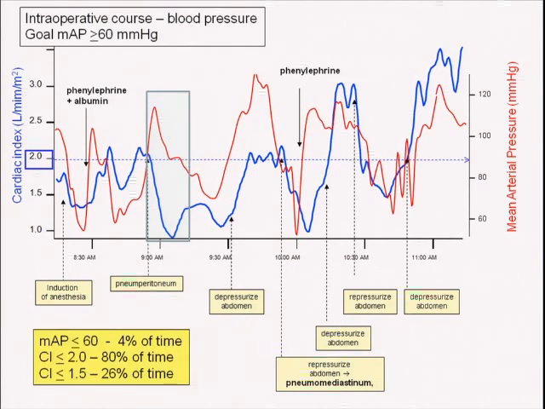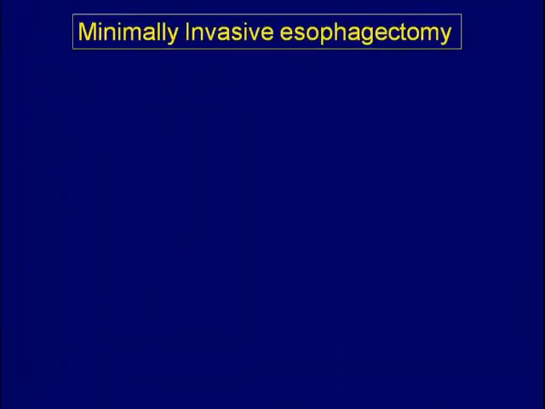And what we eventually found when we look at the data in this man is that although his mean pressure was less than 60 for 4% of the time, 80% of the time during this procedure, his cardiac index was less than 2, and 26% of the time it was less than 1.5. So I suspect that using pressure as our only index of what was going on may not have been in the best interest of this patient. Now, like many of you, we're getting into doing minimally invasive esophagectomy procedures.